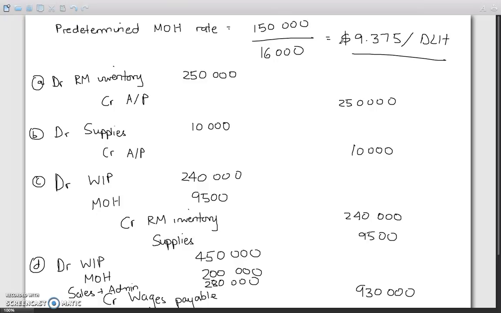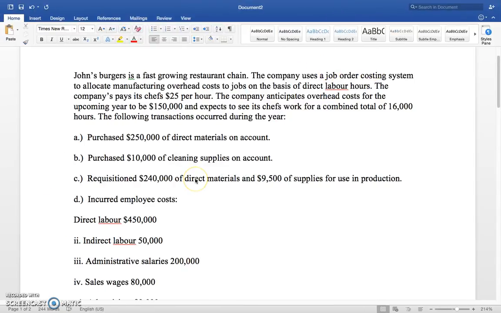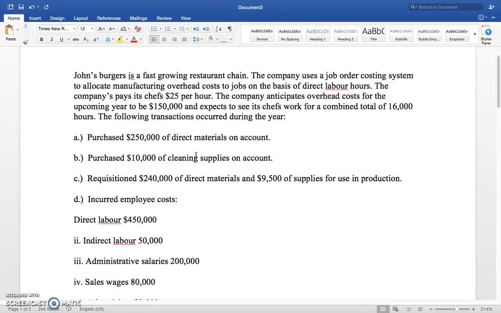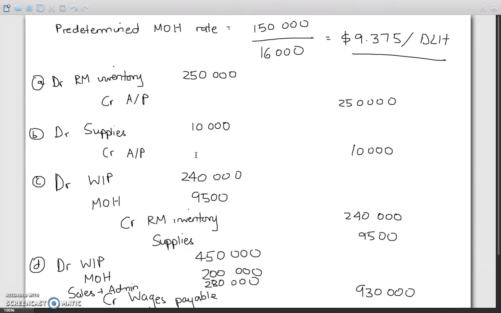What that means is that for every direct labor hour that your employees work, you're going to apply $9.375 of MOH to your product. Okay, so let's get started with the journal entries now. Purchased 250,000 of direct materials on account. That's easy. Debit your raw material inventory and credit your accounts payable. Next, purchased 10,000 of cleaning supplies on account. So again, you debit supplies and then you credit accounts payable.